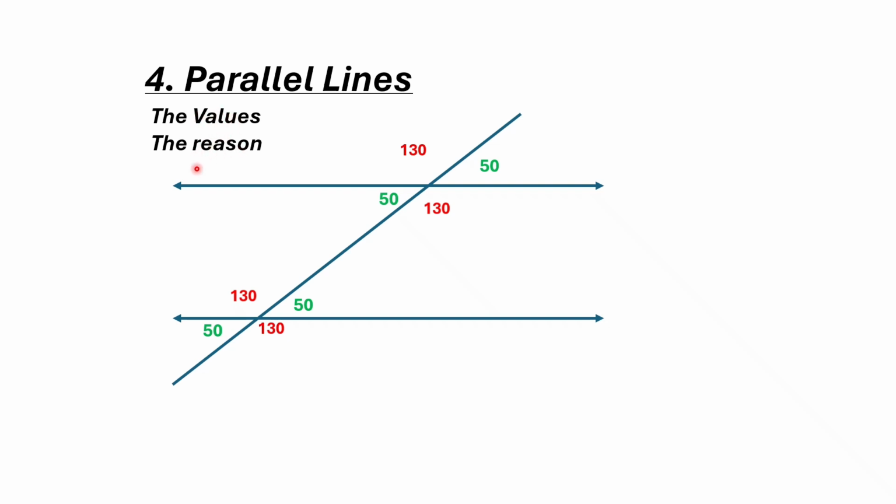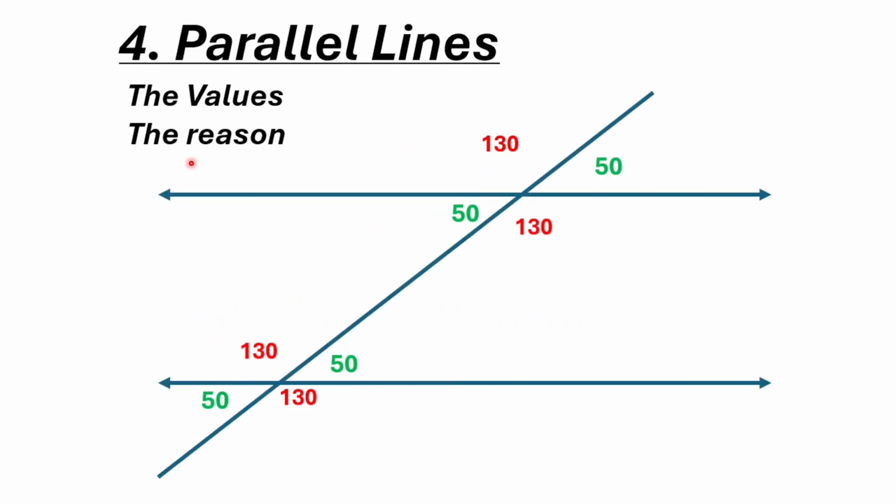Now, we know how to find the values. Now let's know the reasons. They tell you to find this, for example, and then they ask you, why is it 130? In the exam, you can't say common sense. You need to give a reason, right? So let's know the names. Now, these angles are called corresponding angles.